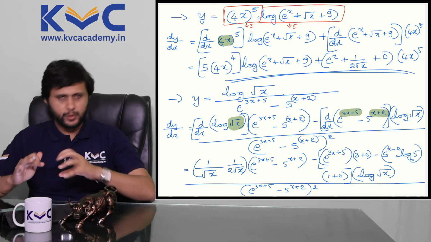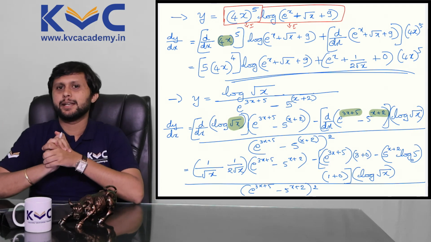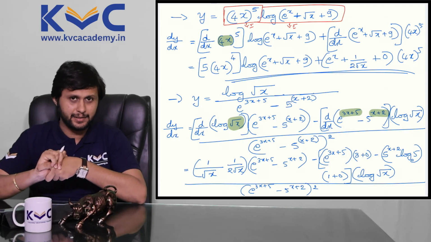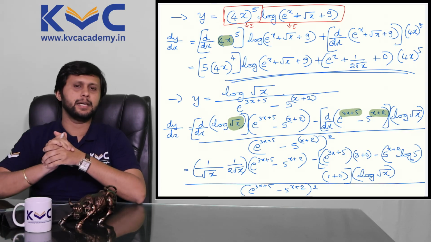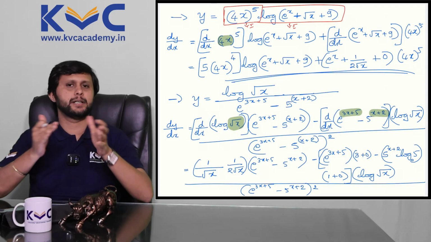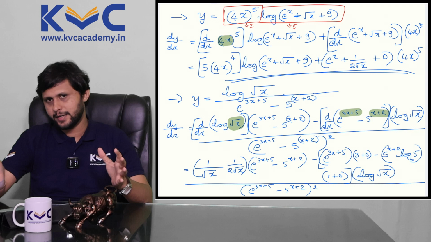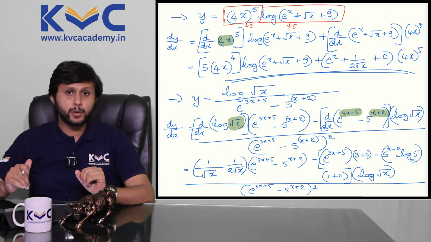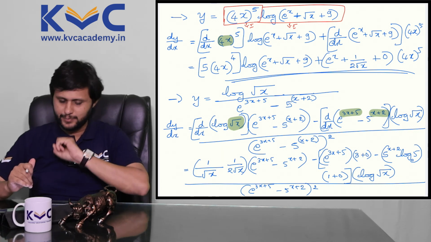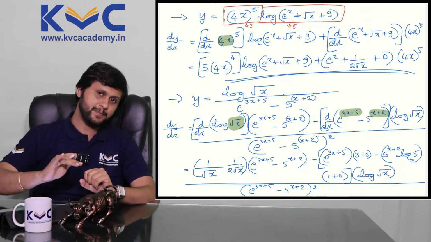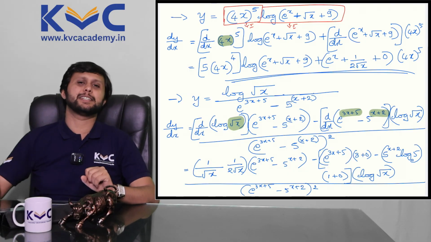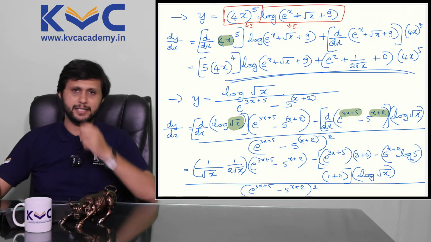So before I move to some combined questions, let's quickly revise. I'll only revise the rules for now. We have constant rule, keep constant outside, differentiate function. Sum and difference, separately differentiate, add or subtract. Product rule, differentiate the first function, second function as it is, plus differentiation of second function, first function as it is.